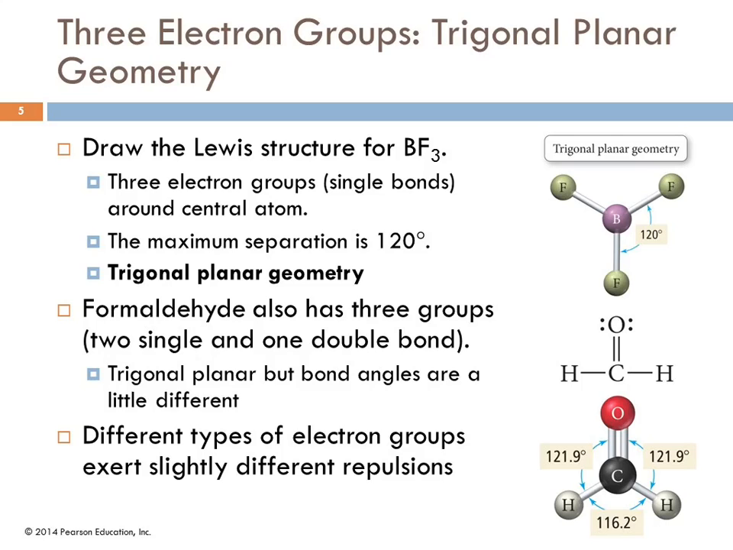Let's look at boron trifluoride. Remember, boron is one of those guys that tends to violate the octet rule. So boron trifluoride, I'll just draw over stuff. This is going to be the Lewis structure for boron trifluoride. This is another guy that violates the octet rule.